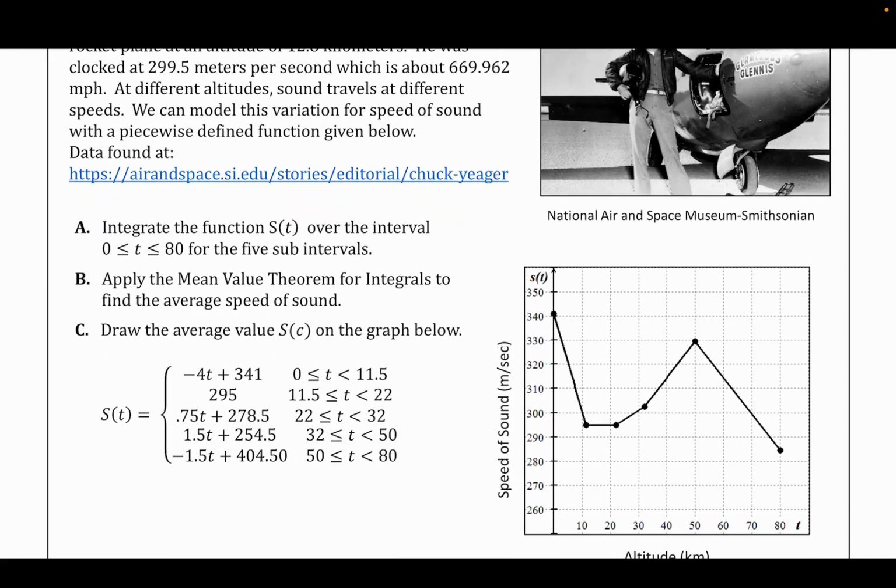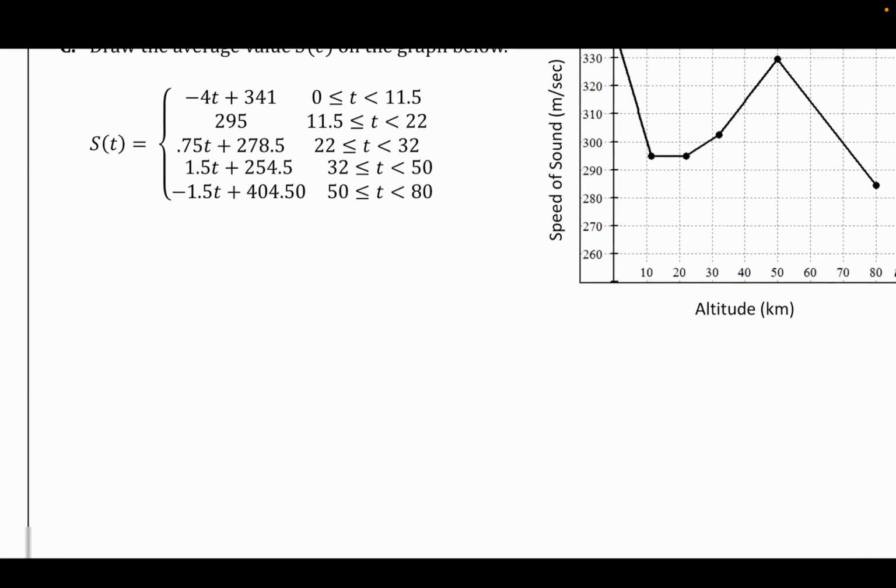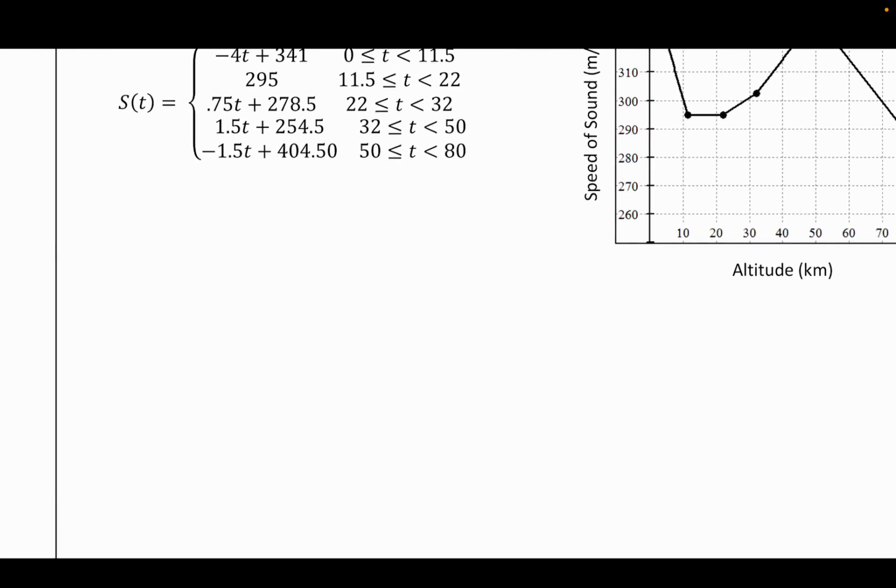For A, it wants us to integrate the function s of t over the intervals from 0 to 80 for the 5 sub-intervals. All right, so this is going to be interesting because we have 5 sub-intervals, 0 to 80, if you notice over here on our piecewise. So I'm going to write it all out, and then I'm going to use my calculator, even though it doesn't say calculator active, I think, but that calculator from 3 is supposed to be on this one. So I'm going to label this A down here.